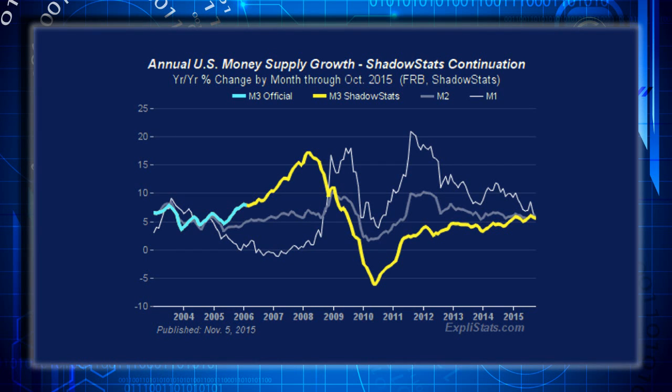Yeah, okay. And then finally, you see all of the lines converging to about 5%. What is the most important takeaway in your view of basically the unpublished M3 converging with M2 and M1 in terms of the growth rate? Well, it might be suggestive of some renewed confidence and stability in the banking system, but I don't think that's the case.